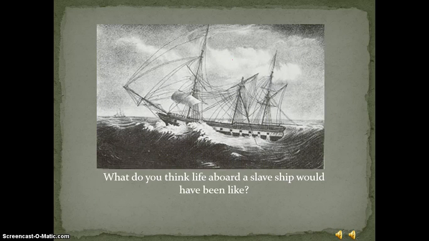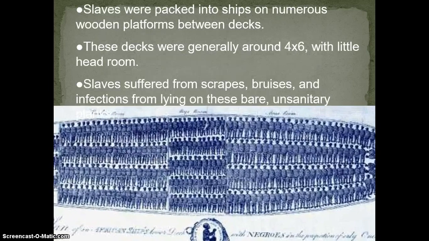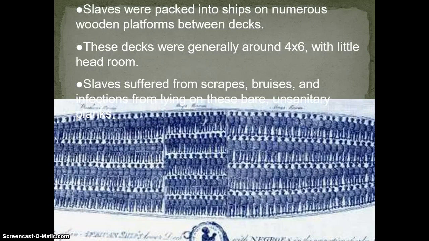So if you think about what life would be like on this trip, remember, it's about a 3 to 4 month trip at best from Africa to the Americas, and that's with good wind. Sometimes if you lose the wind, you're stuck out at sea, and these people are chained down. So the conditions are horrible. They're packed in the ships on wooden platforms, and the decks are generally around 4 by 6, with little headroom. So you're going to be scuffed up with scrapes, bruises. You're basically living there permanently, so you're very prone to infections, and you're living in unsanitary conditions. And here's a diagram of what it would have looked like, where people are stacked up just like cargo.